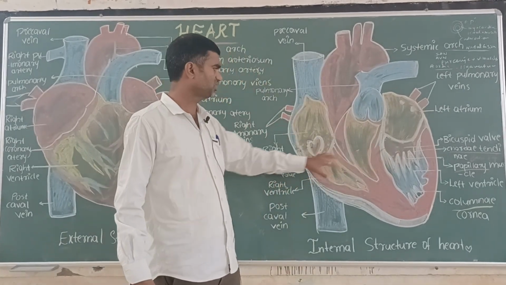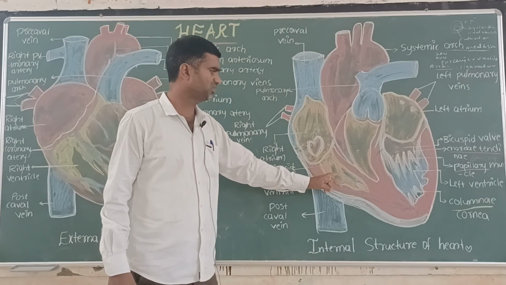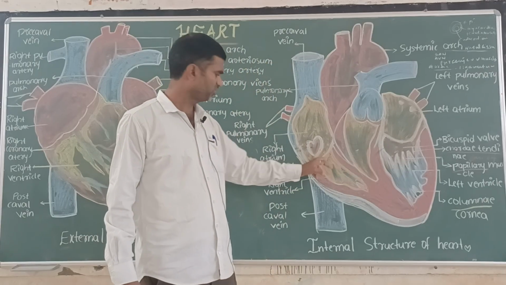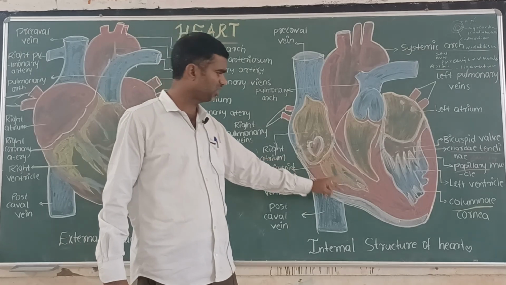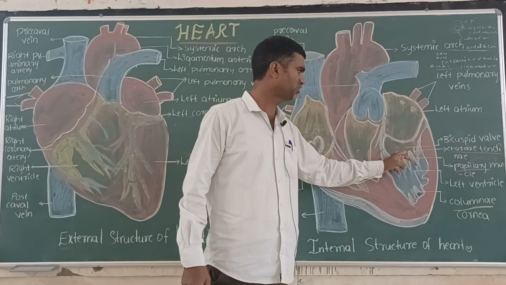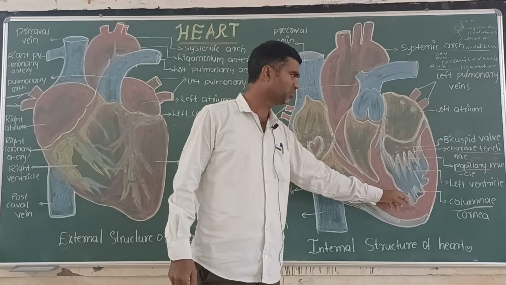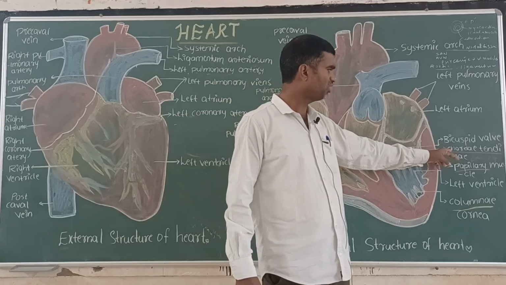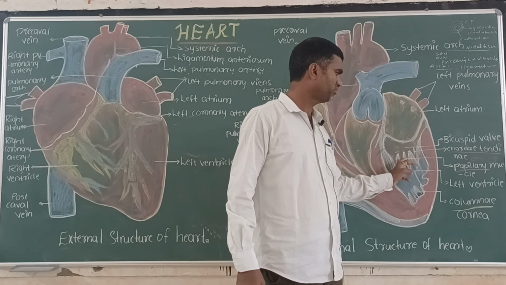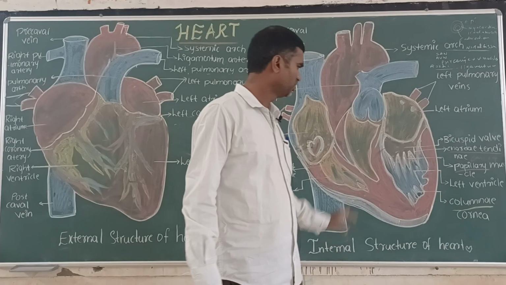If you see the internal structure of the heart here, these are the right atria and the right ventricle, left atria and left ventricle. The blood is pumping through the tricuspid valves into the ventricles, okay. These are the bicuspid valves, and through the bicuspid valves the blood is pumping into the ventricle. See here, chordae tendineae and papillary muscles are forming on the left ventricle side. These are the columnae carneae, okay.